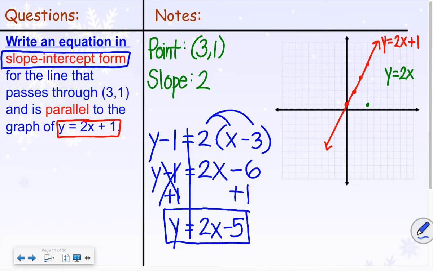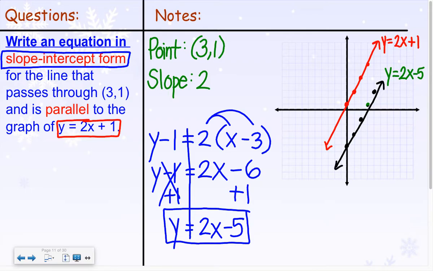So let's see if y equals 2x minus 5 goes through my green dot. Let's put a dot on negative 5. Rise 2, run 1, rise 2, run 1. Yes, it did. So these two lines are parallel to each other.